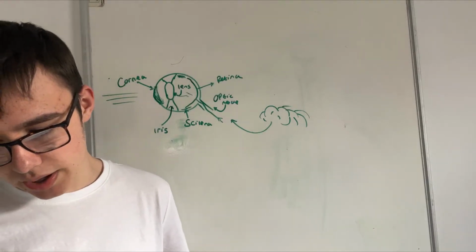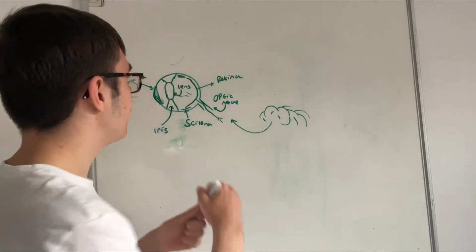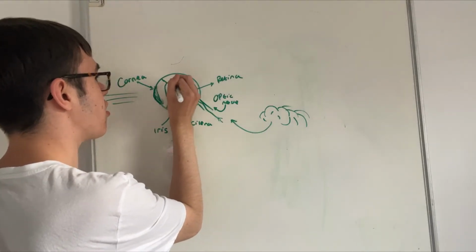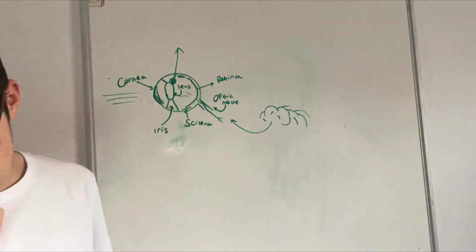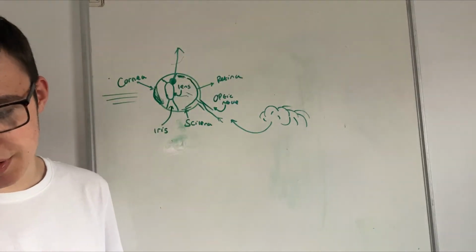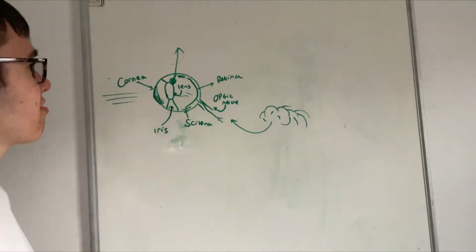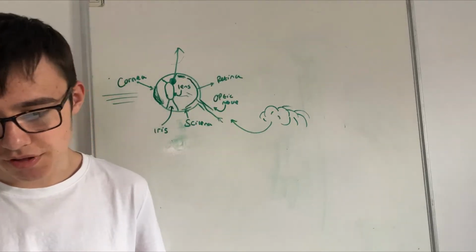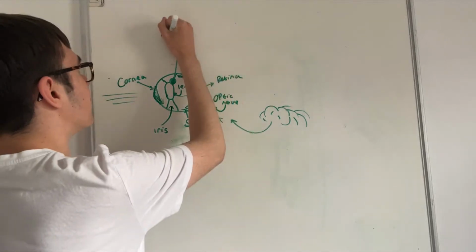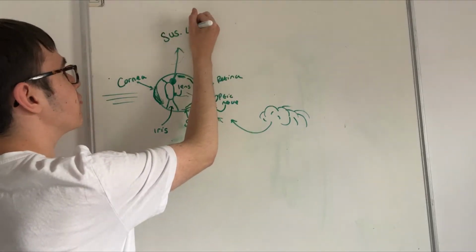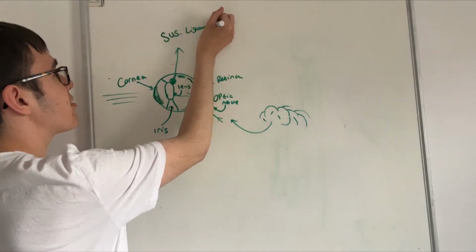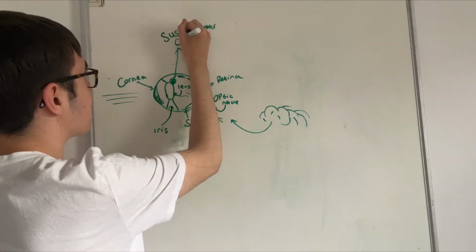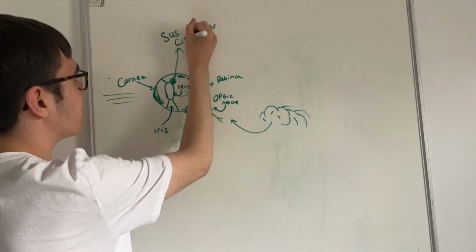Now, we also have here these little bits that I'm going to circle. We have the suspensory ligaments and ciliary muscles. I'm going to pronounce it like that. Don't mean to piss in your cereal. Suspensory ligaments, or I'm just going to put sus ligaments. Time is of the essence, after all. And the ciliary, Jesus Christ.